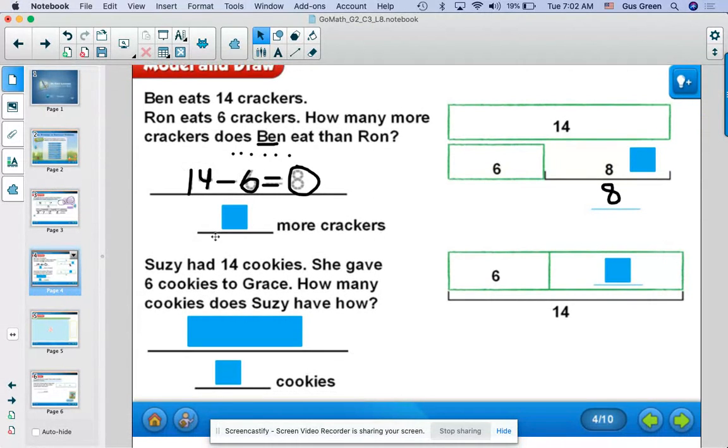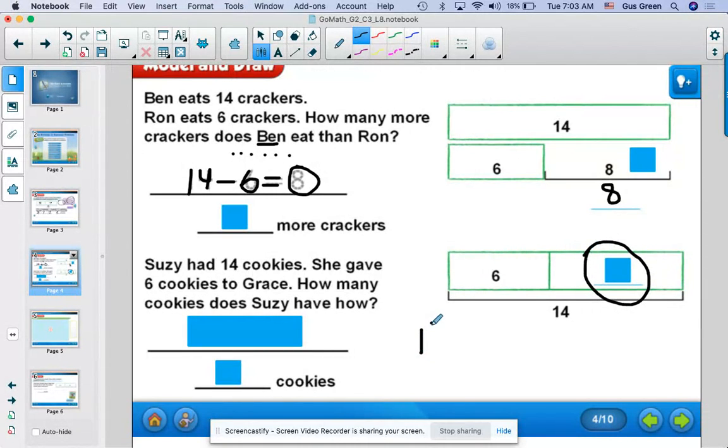Okay, so let's look at one more. Susie had 14 cookies. She gave 6 cookies to Grace. How many cookies does she have now? So she had 14. Again, on this subtraction problem, we know the total. She had 14. She gave away 6. How many does she have left? So this is just a straight subtraction problem. She had 14. She gave 6 of them to Grace, and we want to know how many she has left.